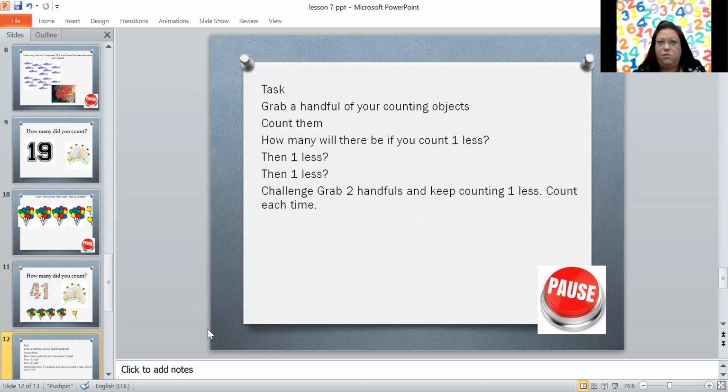Challenge yourself. Don't just work within 10 or 20. See if you can go a bit higher than 20 today. And remember, super counting. So you're only counting things once. I find if I put things in a nice neat line, it makes it much easier to count them. So give that a go, and I'll see you back here in a moment.